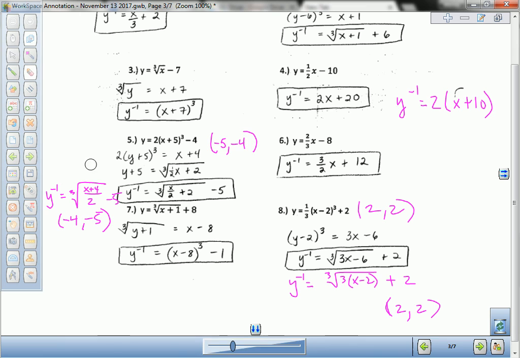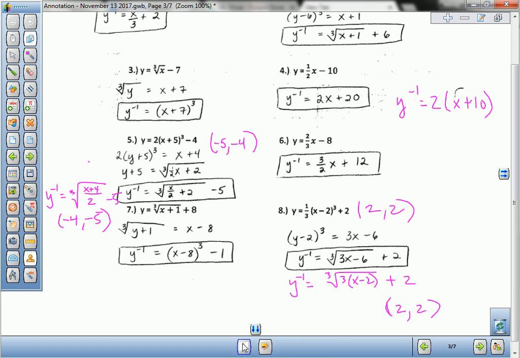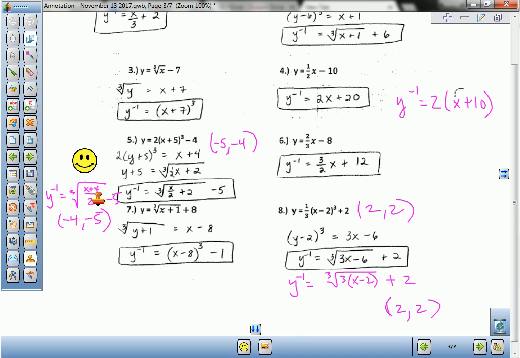Okay, that was the world's worst attempt at a smiley face. I think there's an actual smiley face stamp here I could choose from. Let's see. There it is. Now I'm good. All right.